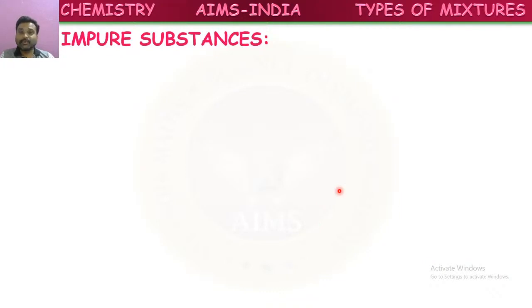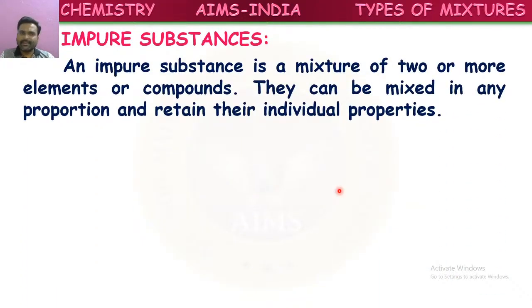Next, about impure substances. An impure substance is a mixture of two or more elements or compounds. They can be mixed in any proportion and retain their individual properties. So, as we told, a pure substance is either an element or a compound. Then, if these elements or compounds mix, one or more than two, that becomes a mixture.